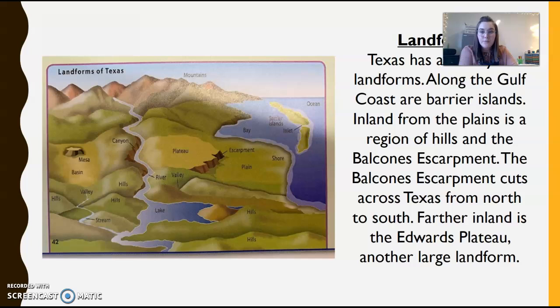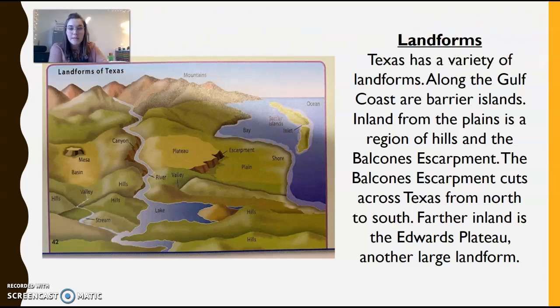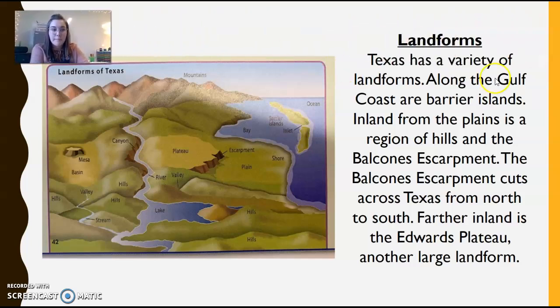So landforms is the next thing I want to talk to you about when we analyze resources and analyze our maps. Texas has a variety of landforms. It has the Gulf Coast, and along the Gulf Coast are barrier islands, and you can see that's what that says right here. So those are barrier islands. If you'll give me a second. Barrier islands are long, narrow islands that lie just off the coast.